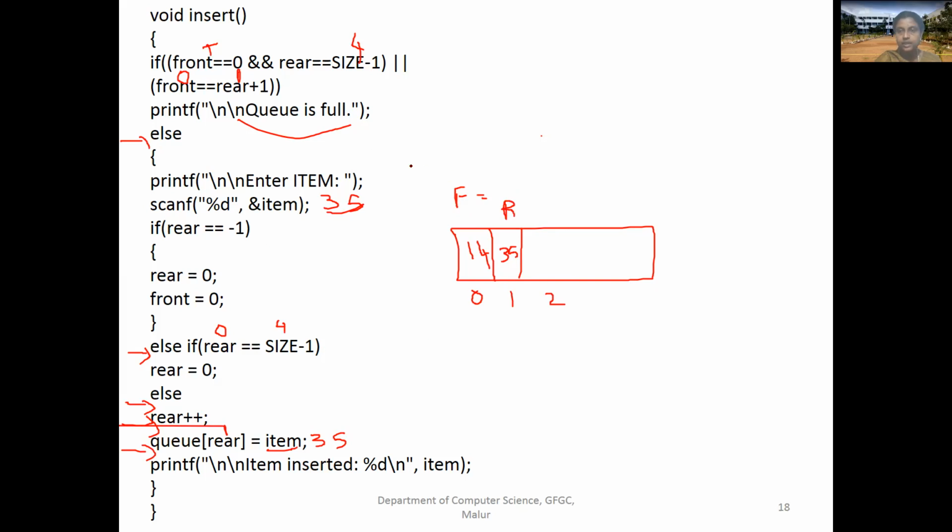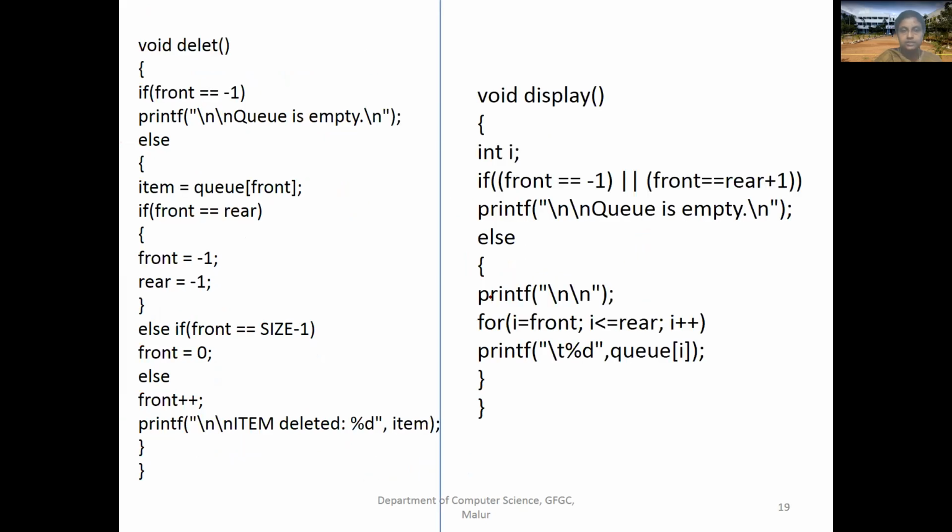Next time when you insert, what will happen? Front will remain 0, but rear will become 2. Like that it increases until it reaches the value 4 only, because the maximum size is 5. This is how the insertion works. We will see how the deletion works.